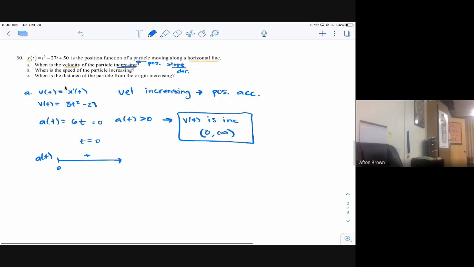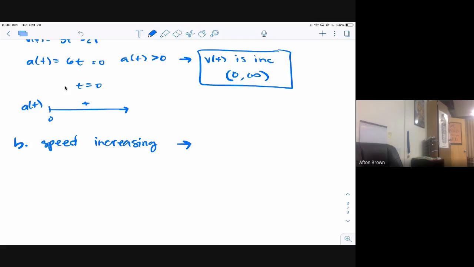Part B asks us where speed is increasing. You're going to have to justify this, and AP only accepts one very specific justification. To justify speed increasing or decreasing, you have to refer to velocity and acceleration. It will be increasing when velocity and acceleration have the same sign.